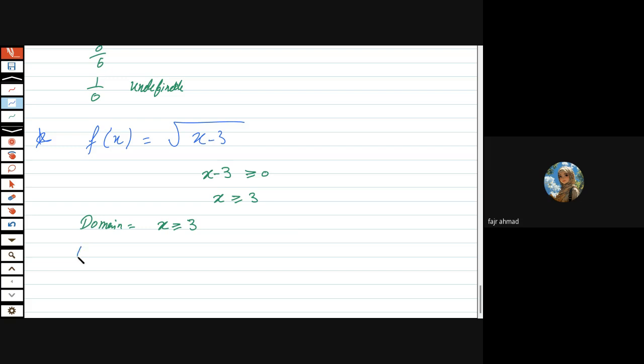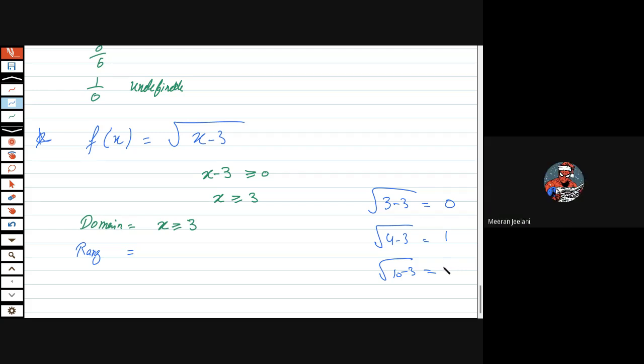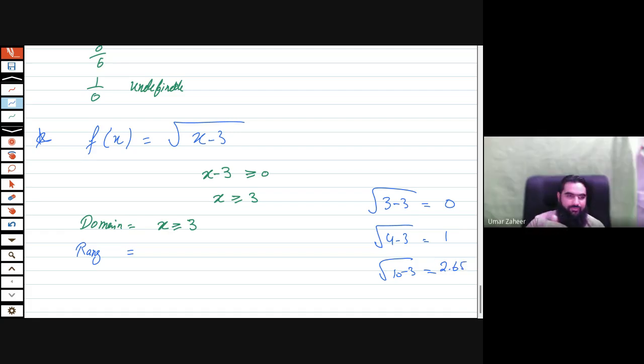And the range is going to be easier. What is the range? Just substitute it. 3. So 3 minus 3, that will be 0. If you substitute a bigger value of 4, 4 minus 3, that will be 1. A bigger value, let's say 10 minus 3, that will be square root 7. It will be 2 point something, I think. Take square root 7: 2.65. In the same way, you are increasing the value, so the range is increasing as well, right?